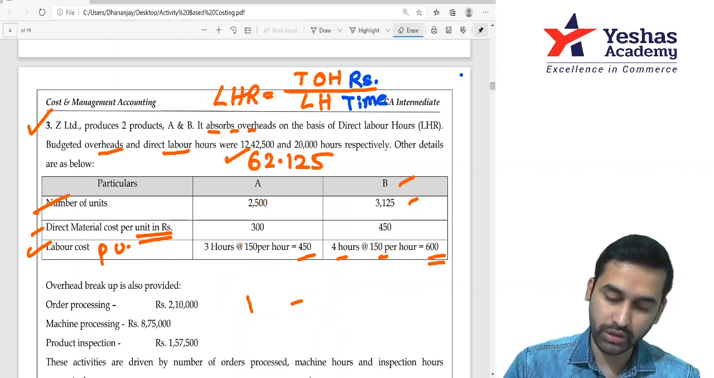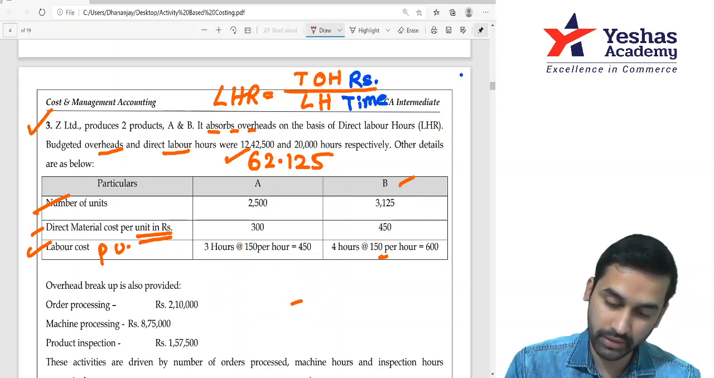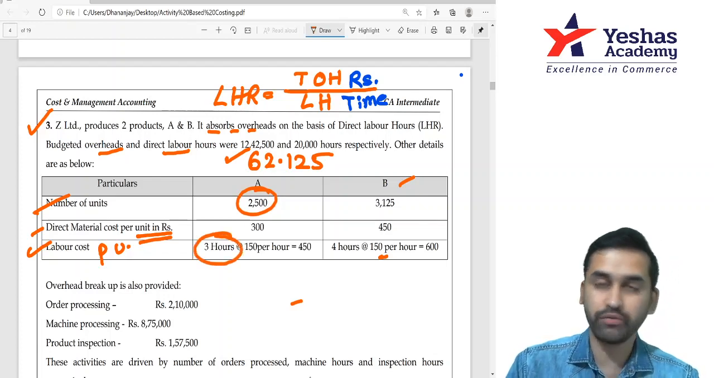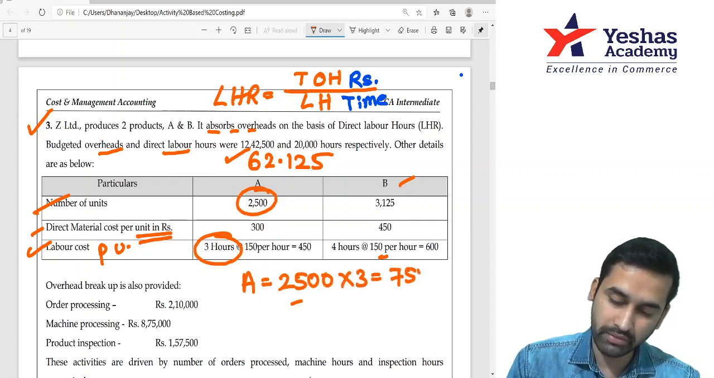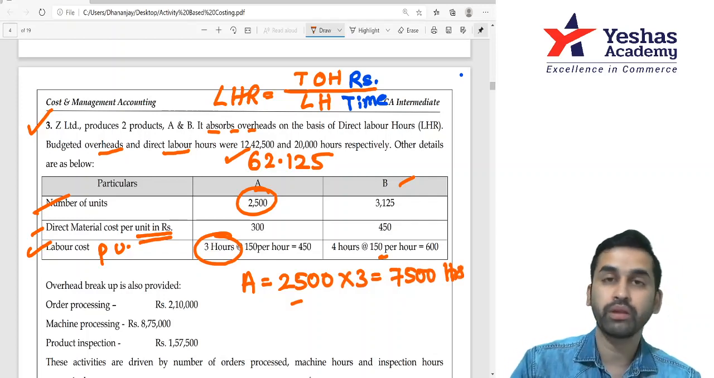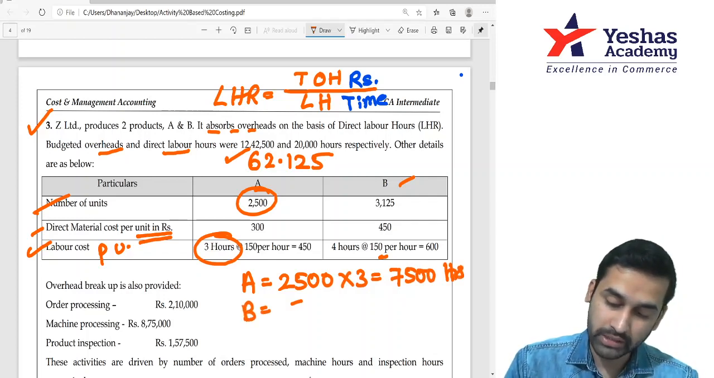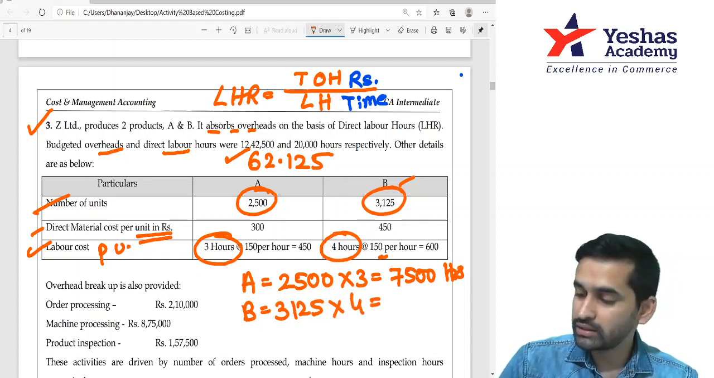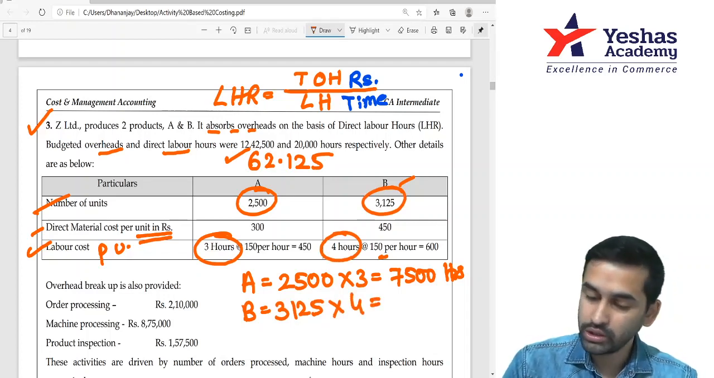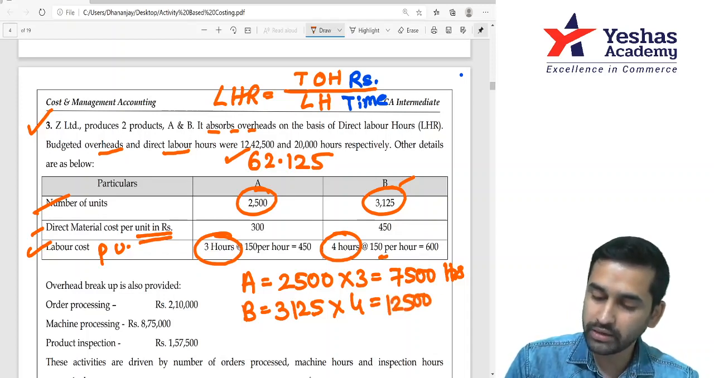Following? Now, I want you to do a small check here. How many units of A are we producing? Sir, 2,500. And how many hours you need for 1 unit? 3 hours. Therefore, 2,500 units into 3 hours, this will be 7,500 hours for A. What about B? Sir, 3,125. I'm circling here. 3,125 units into 4 hours, that is coming to 12,500 hours.